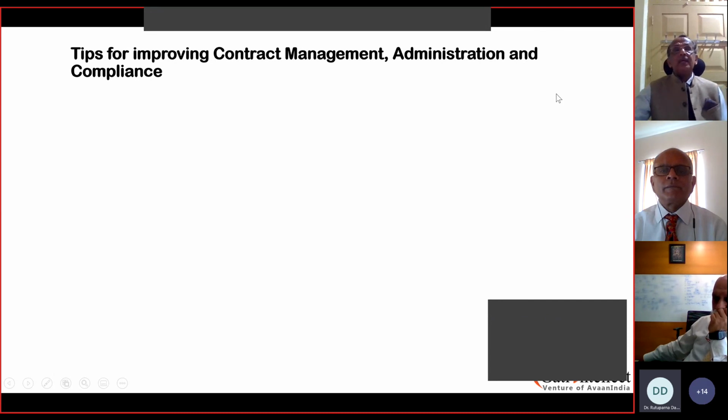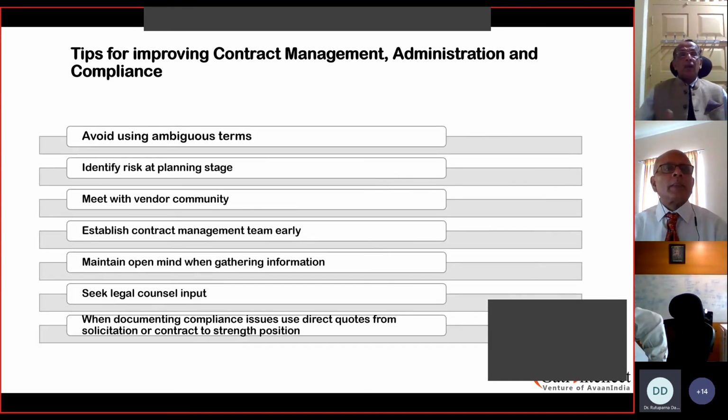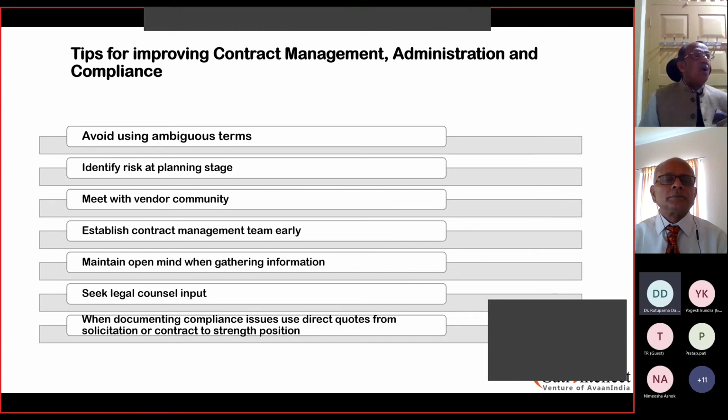let's see the tips for improving contract management, administration, and compliance. What are the tips? Avoid using ambiguous terms. We have already talked about it. You've seen quite a number of examples. Captain Yogesh Kundra has explained to you very well the details and the technical implications of it. All this has been explained to you.